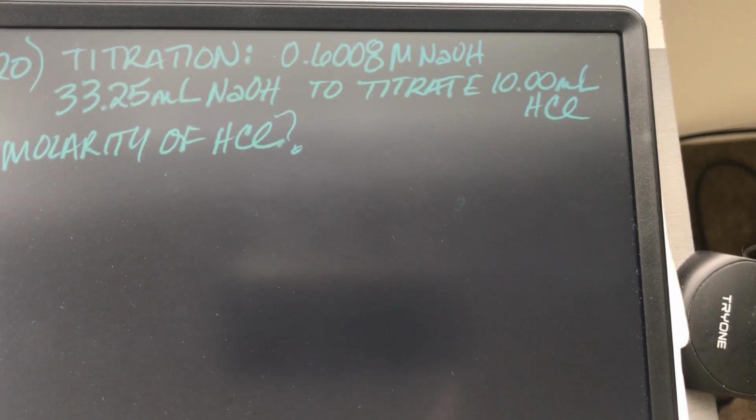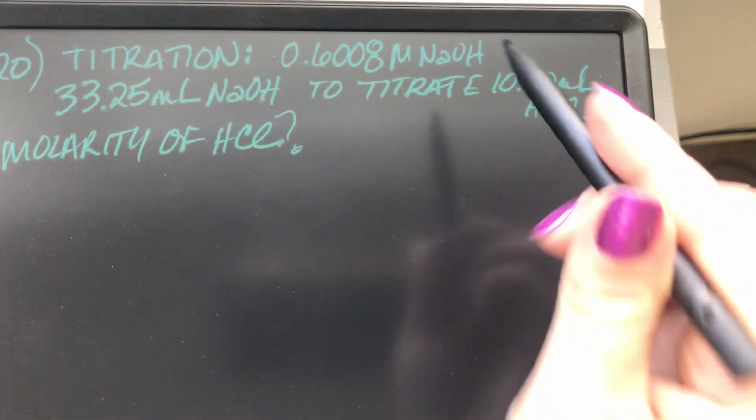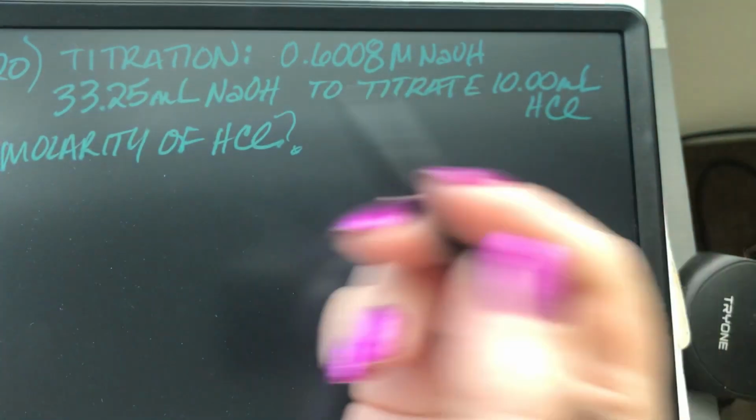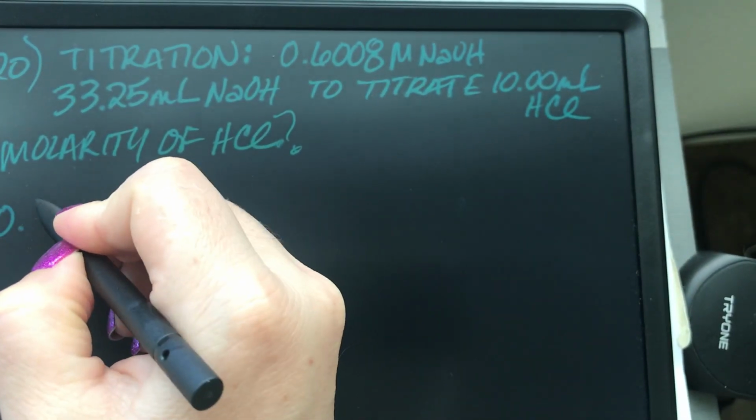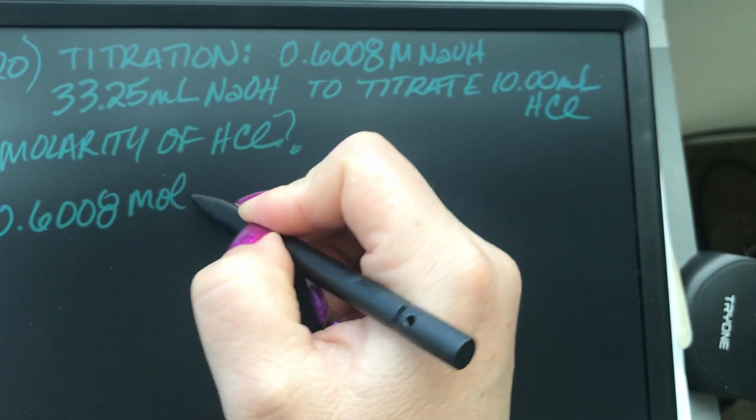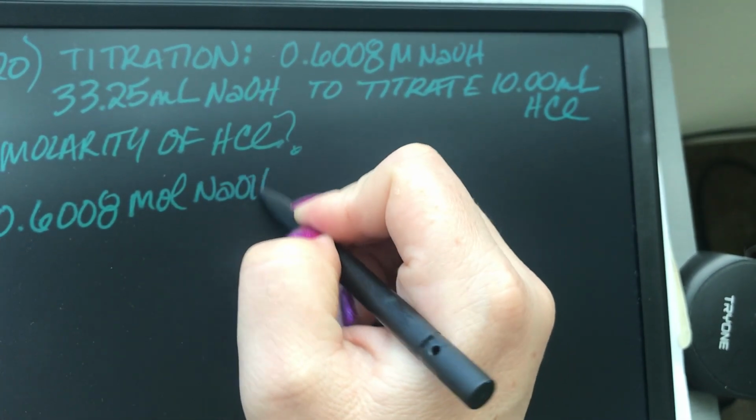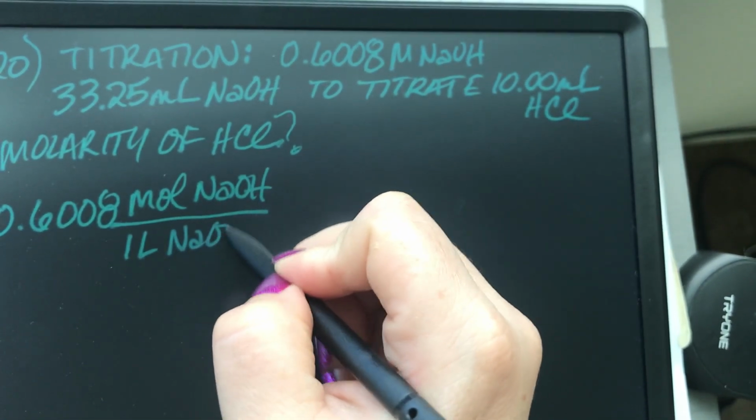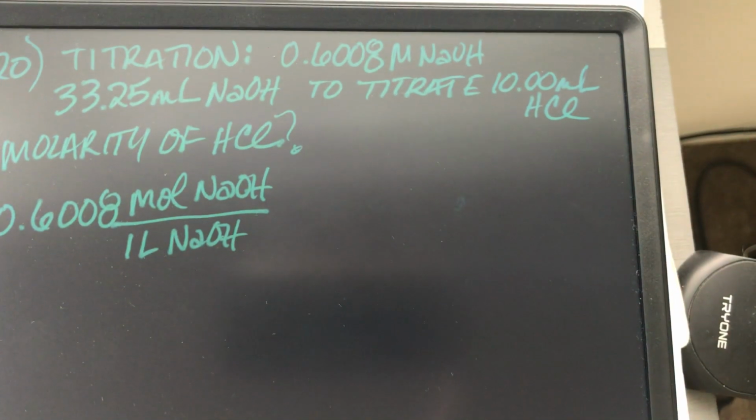What is the first step to solving any molarity problem? The very first thing you always want to do. Right, moles over liters. Get rid of the M and put moles over liters, right? So I have moles of NaOH per 1 liter of NaOH, right?